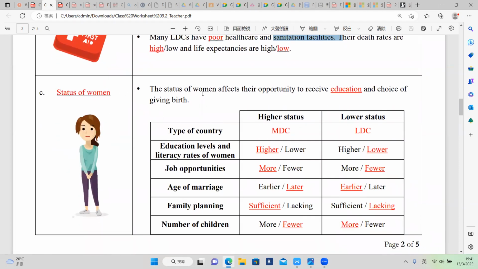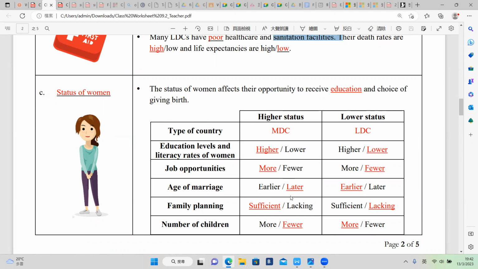Okay, then the status of women. The status of women also affects the opportunity to receive education and the choice of giving birth. Okay, for example, MDCs have a higher education standard and more job opportunities. They may have late marriage. Okay, just like Hong Kong, maybe.